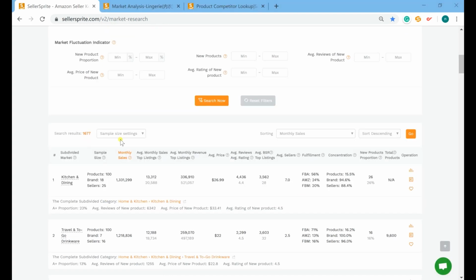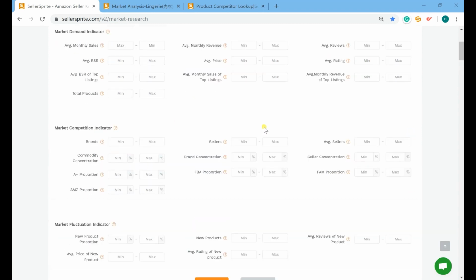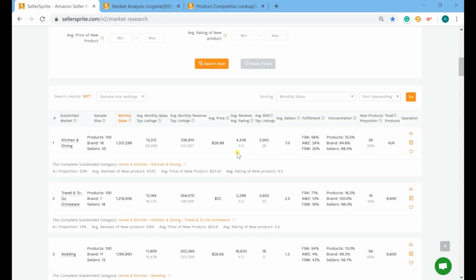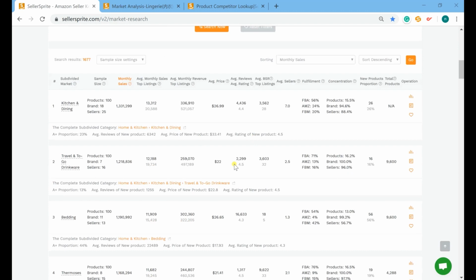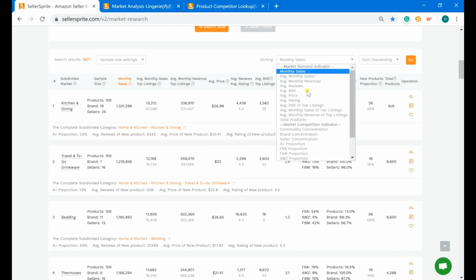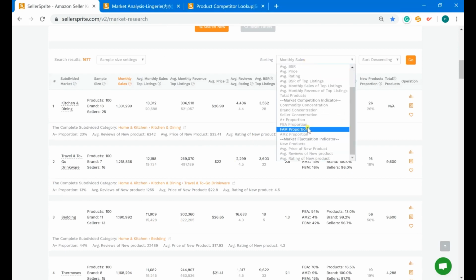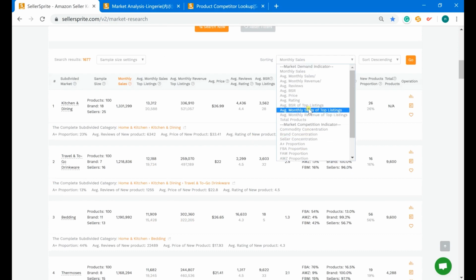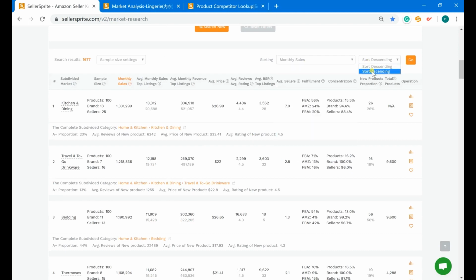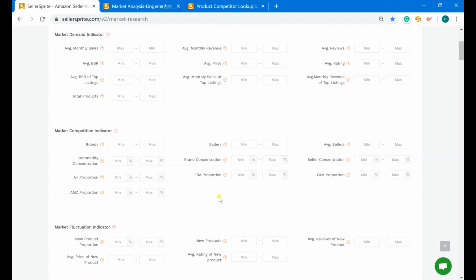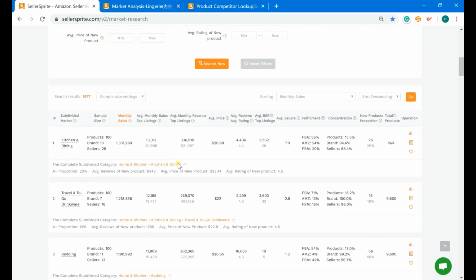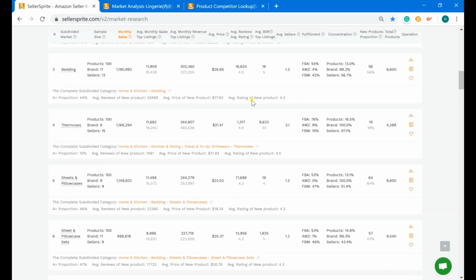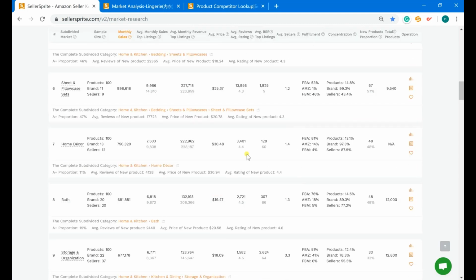Part 2. How to sort, filter, and select a market. This includes sorting markets by any one of these over 20 product discovery dimensions in ascending or descending order, filling in the detailed market indicators to filter markets, and analyzing and comparing market reports to pick out the potential one.